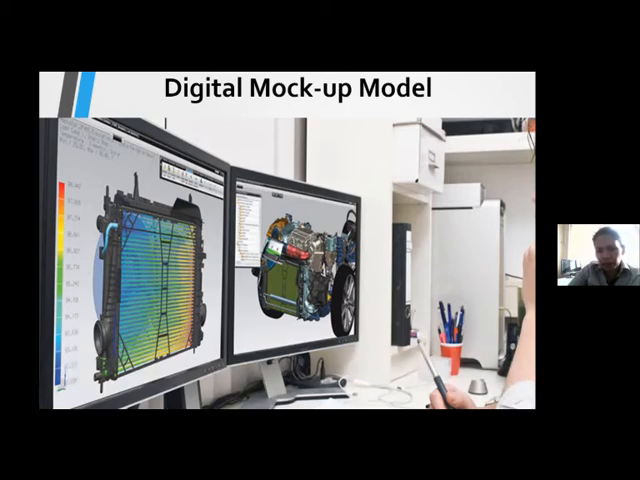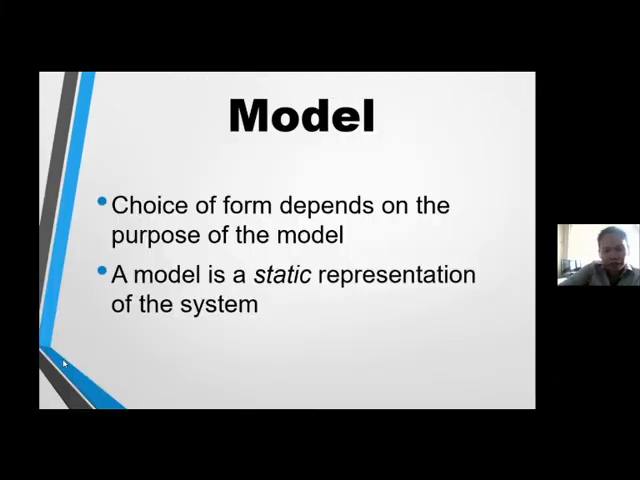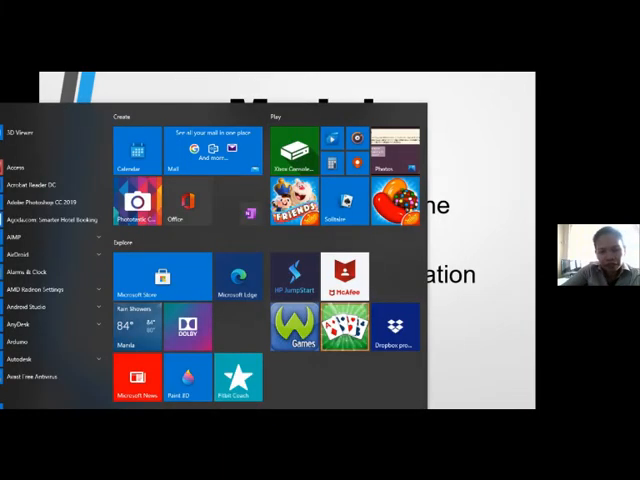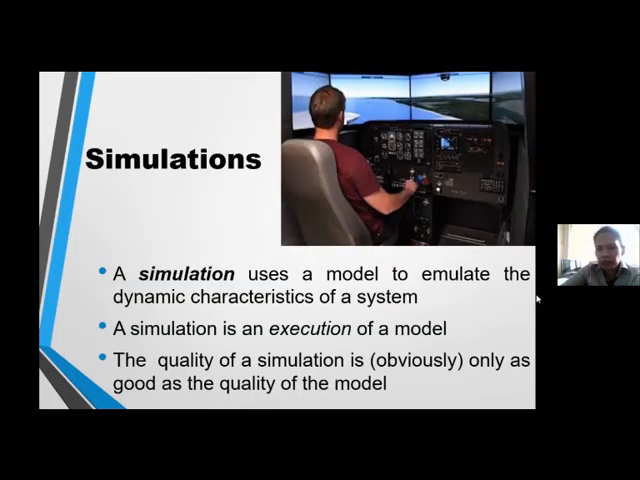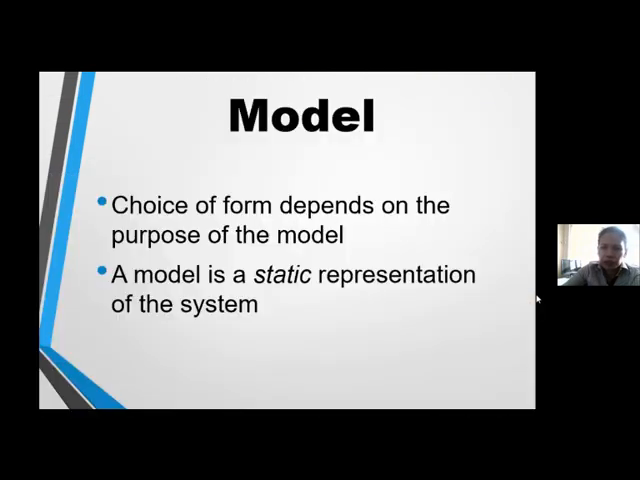Okay. So do you have any question about the digital mock-up model? Question? Any question? Okay, sure. Okay, then.